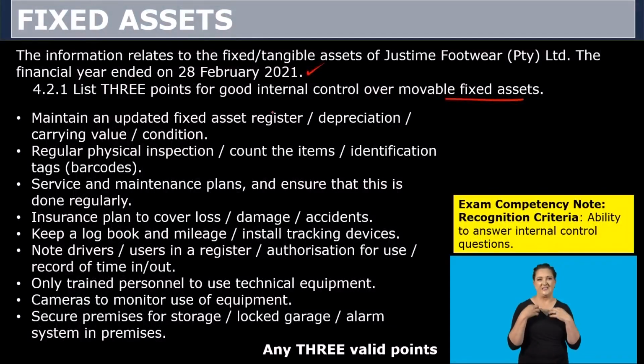Okay, so number one, you need to maintain an updated fixed asset register. That is, you record your depreciation and the carrying value as well as the condition of the assets. Secondly, you need to regularly physically inspect your tangible assets, count the items, and also identification tags must be put on the assets. There has to be regular service and maintenance on the asset, as well as having maintenance plans, and ensure that this is done regularly.